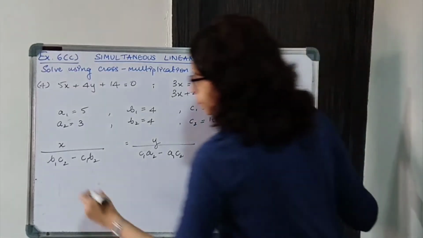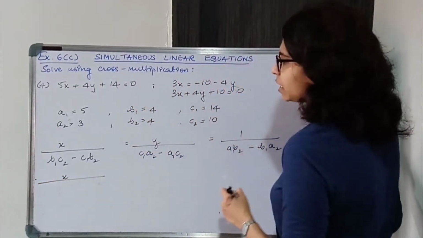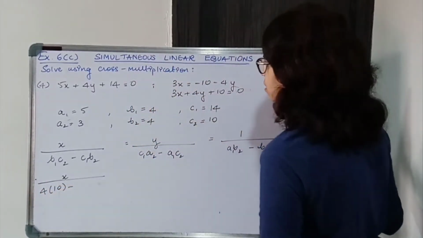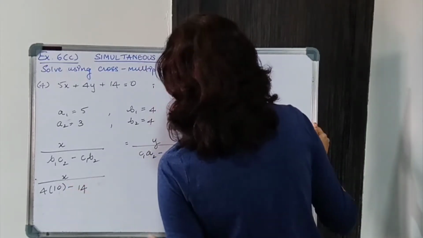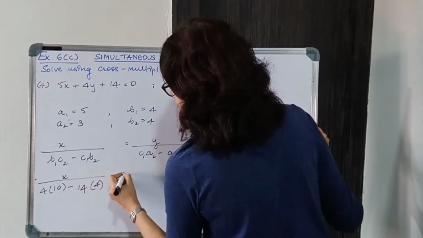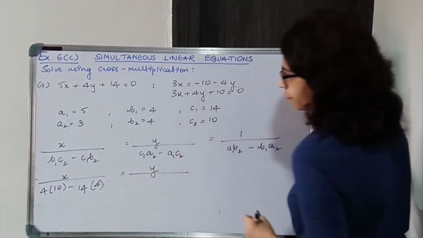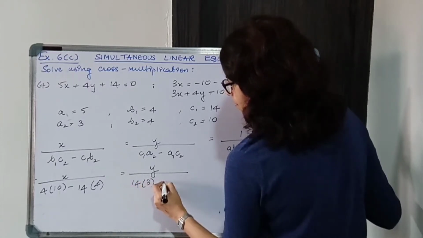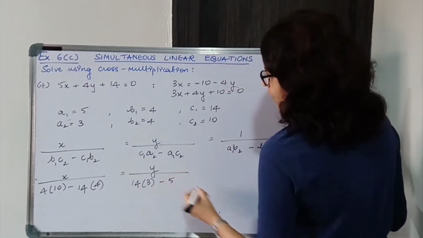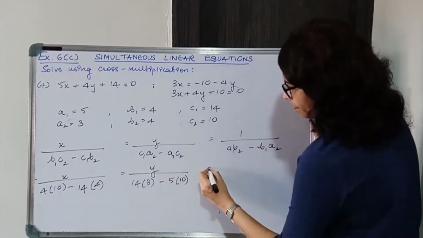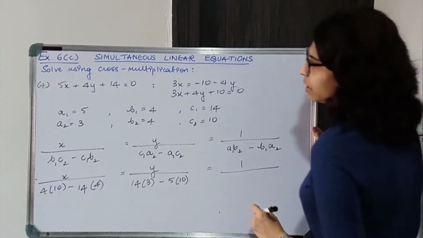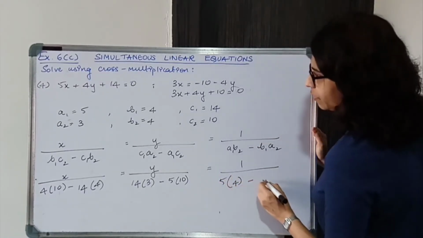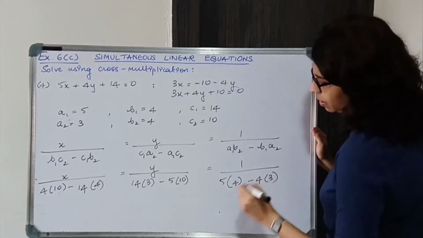Okay, now substitute the values. b1 is 4, c2 is 10, minus c1 is 14 and b2 is 4. c1 is 14 and a2 is 3. a1 is 5 and c2 is 10. a1 is 5 and b2 is 4. b1 is 4 and a2 is 3.